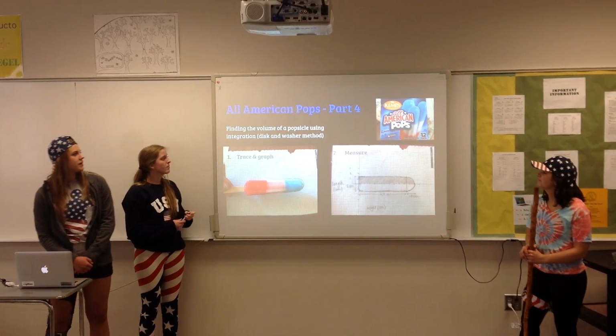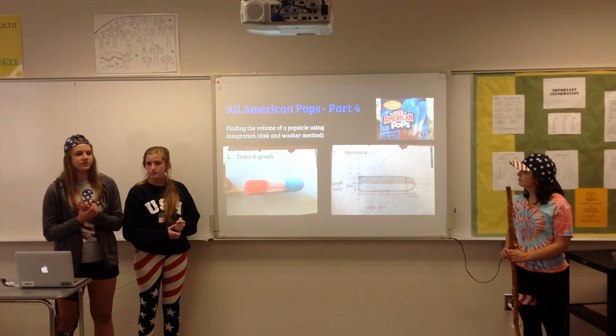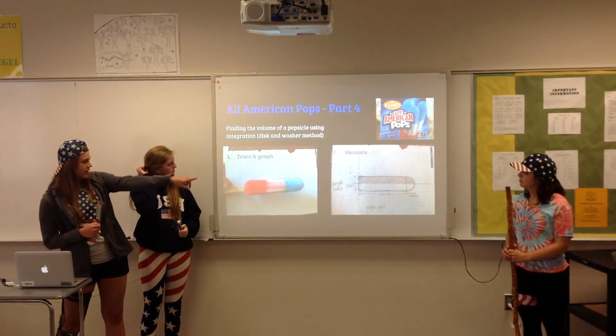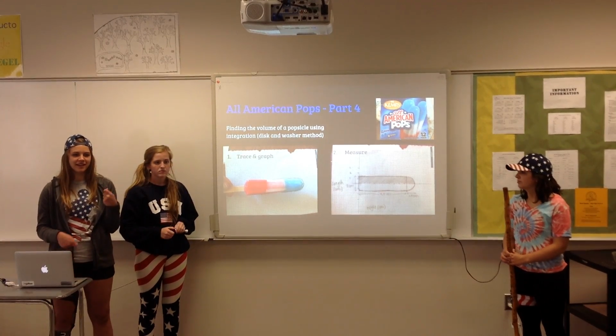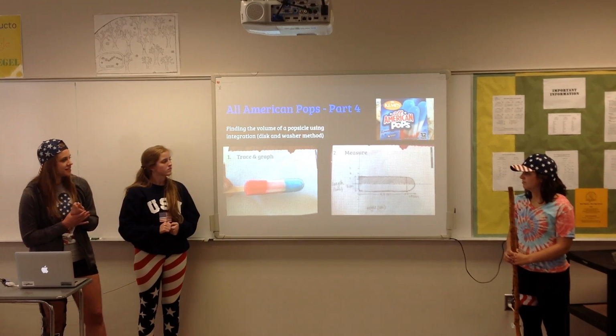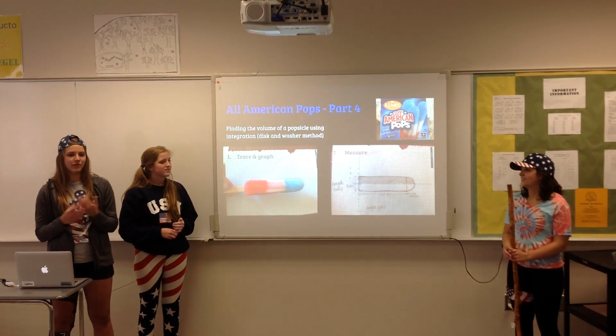So the next part, we wanted to find the volume of a popsicle using integration, also known as the disc and washer method. So what I first did is I traced and graphed the popsicle. It was pretty hard because the popsicle kept dripping on the paper. You had to do it pretty fast, otherwise it would melt. We also could not find graph paper. Yeah, it took us a while to find graph paper and a ruler.